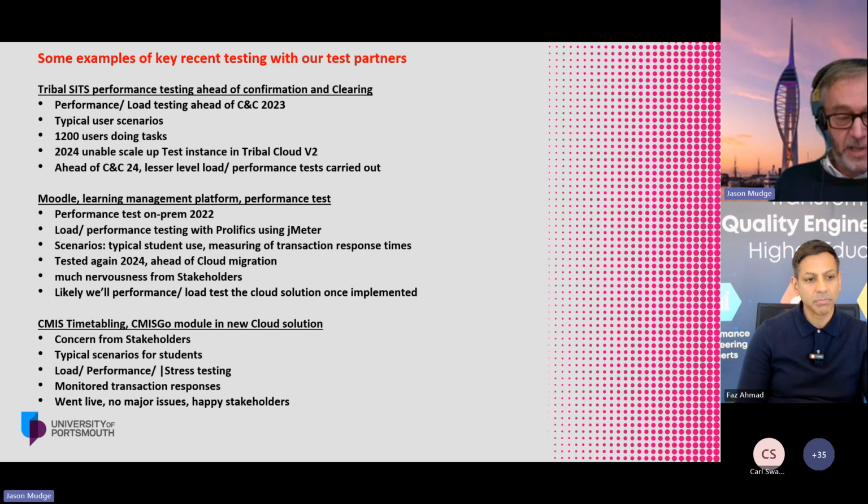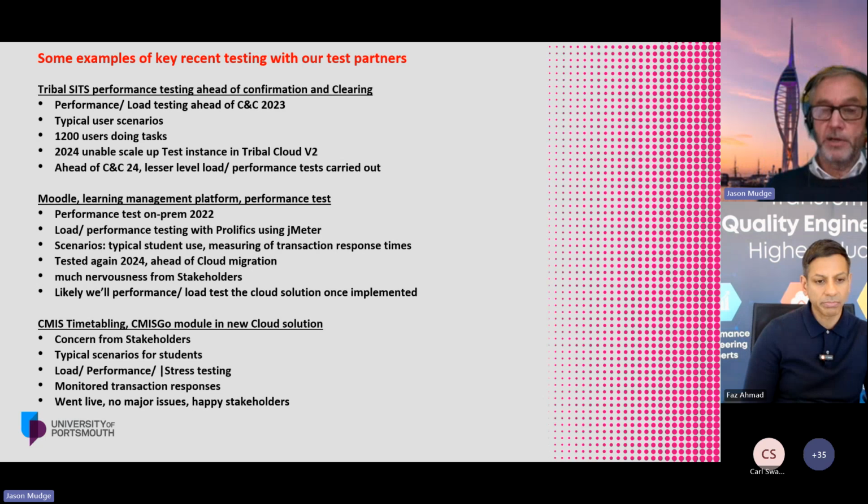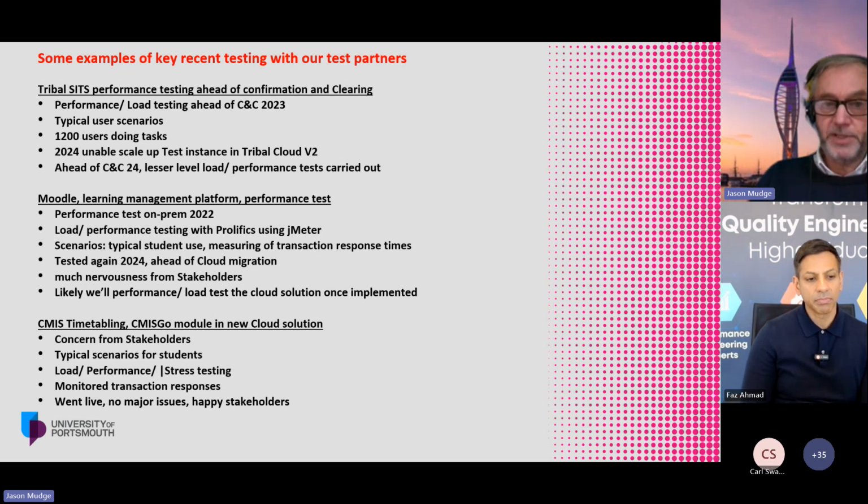Again, having those relationships and that history of non-functional testing with Prolifics has really helped us. So just a little bit about CBIS, another piece of non-functional testing with Prolifics.